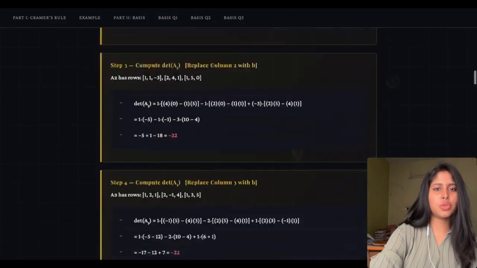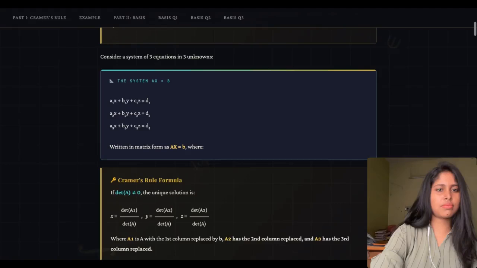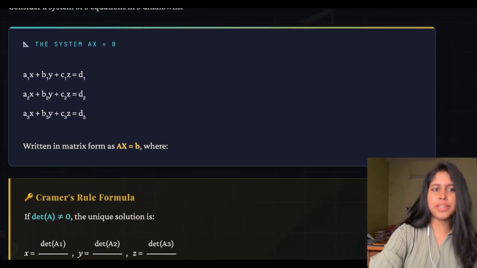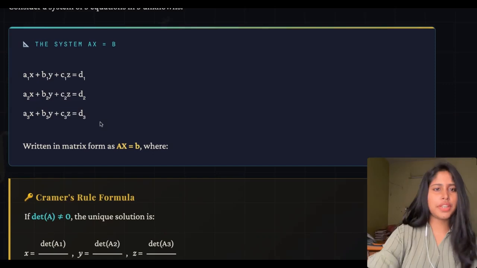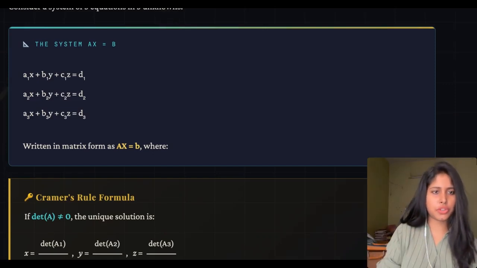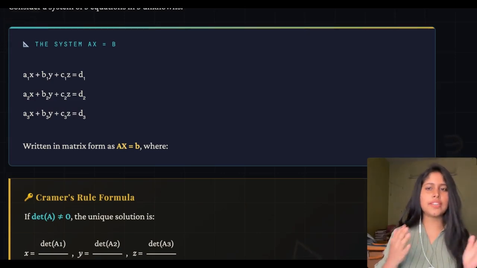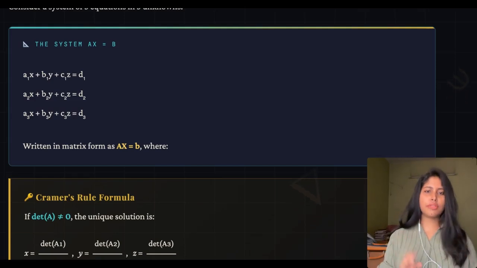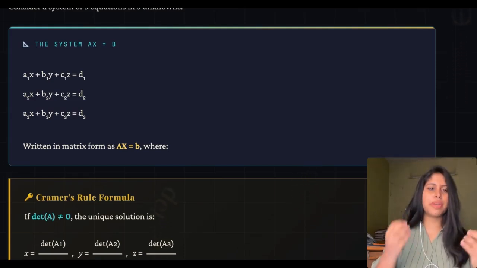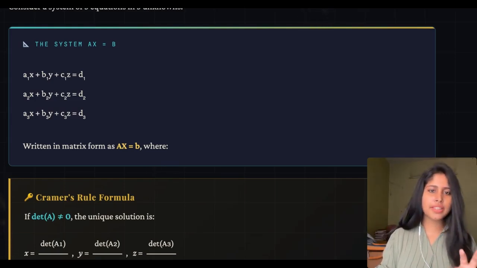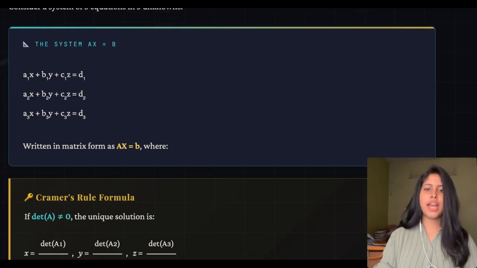Before that, let me show you the slide. Let me zoom in a bit. Suppose there is a system of three linear equations. The idea is that you can write it as Ax equals B. Here, A is your coefficient matrix. What is the coefficient matrix? It is basically just the numbers in front of x, y, and z. And what is x here? x is the column vector of your unknowns. What are the unknowns here? x, y, and z, right? And what is B? B is the column vector of your constants. What are the constants? The numbers on the right hand side.